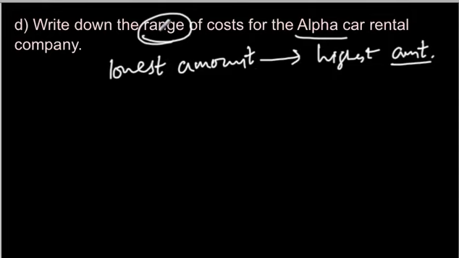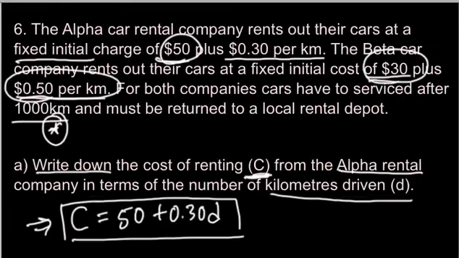All right, so the lowest amount, in other words, no matter what, you're going to pay $50 for the Alpha car rental company. Because even if you don't drive, remember what they said if we go back to the question. The question said it's $50 initially plus 30 cents per kilometer. So even if you don't drive at all, no matter what, you have to pay $50.